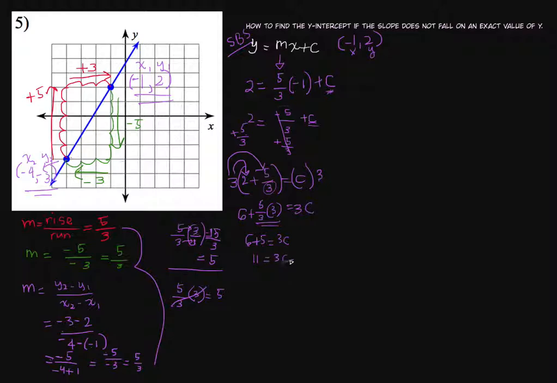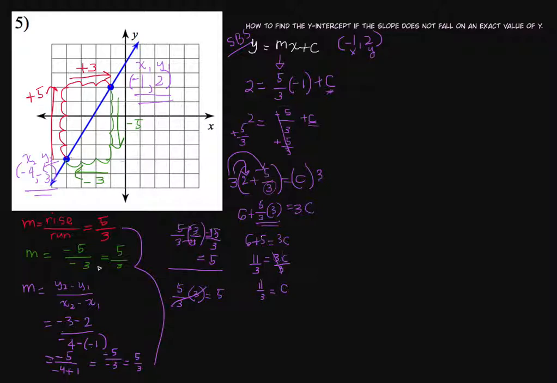And again, we want to isolate c. So since this is multiplication, the opposite or inverse operation is division. And I want to divide it by 3. Whatever the coefficient is, that's going to be your denominator. And if I divide this side by 3, I need to divide this side by 3. So this cancels. C is equal to 11 over 3. Okay?